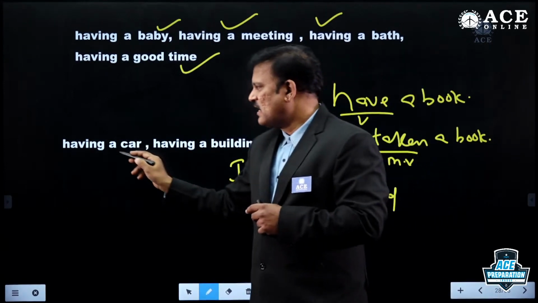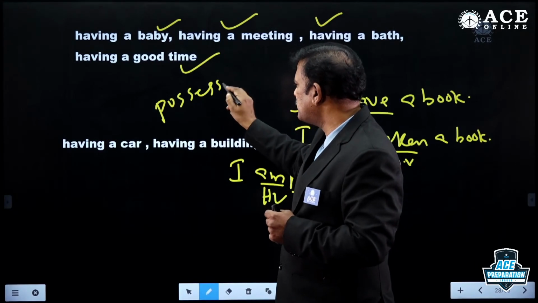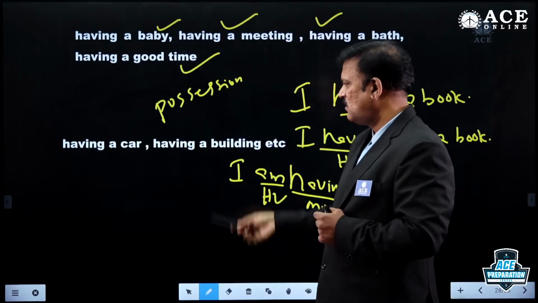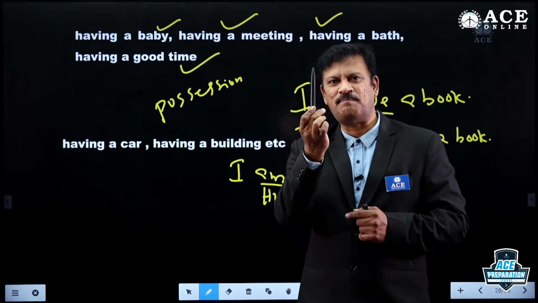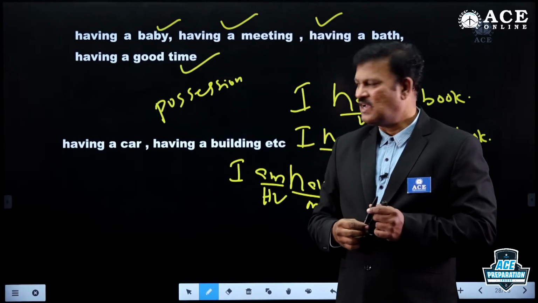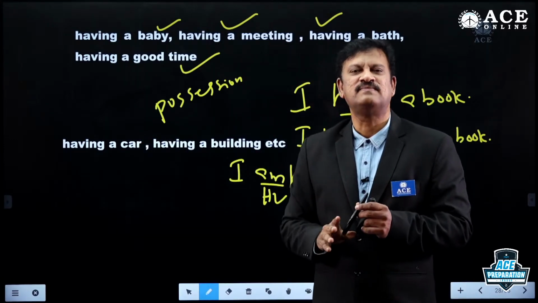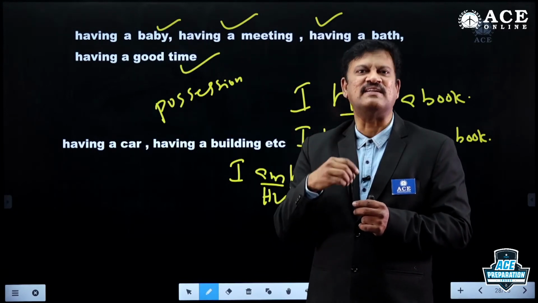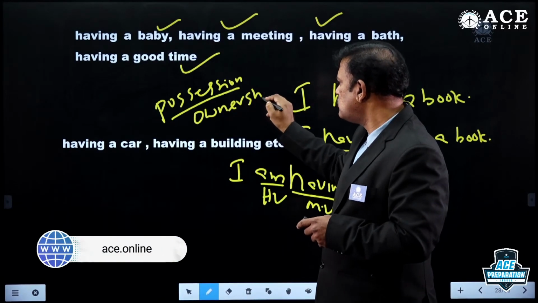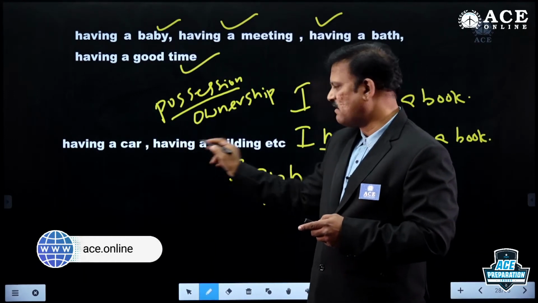But look at this one. If I am talking in the sense of possession, ownership, I own this. I cannot say I am having a pen. Okay, I am having a building. I cannot say this one. Having here, with this kind of object, means eating. I am having a pen means I am eating a pen. No. So whenever there is a possession or ownership, don't use the ing form. Simply use I have a car, I have a building.